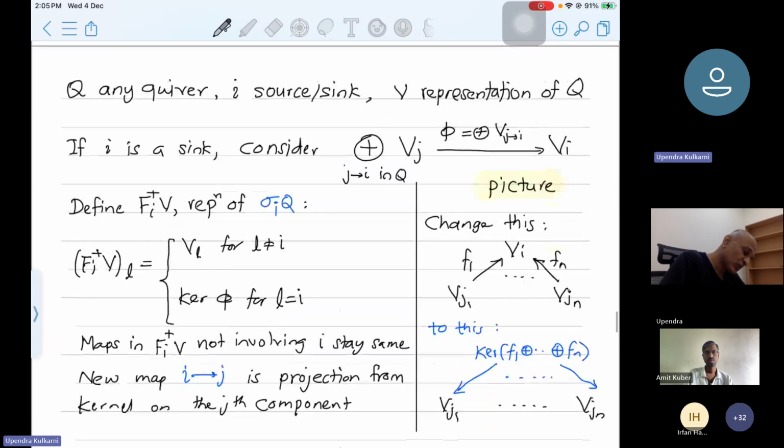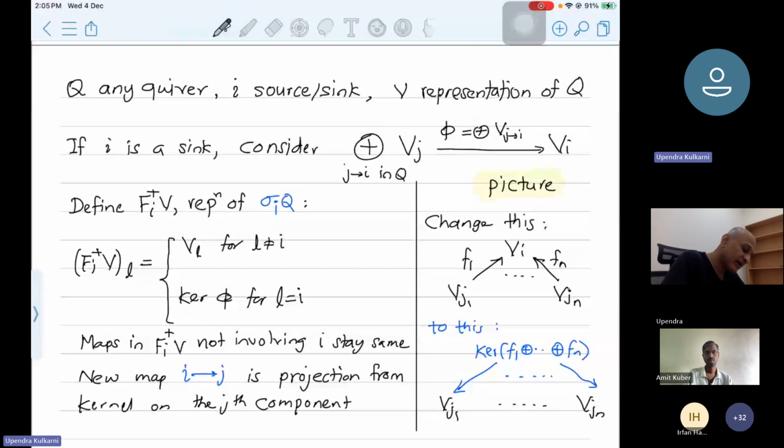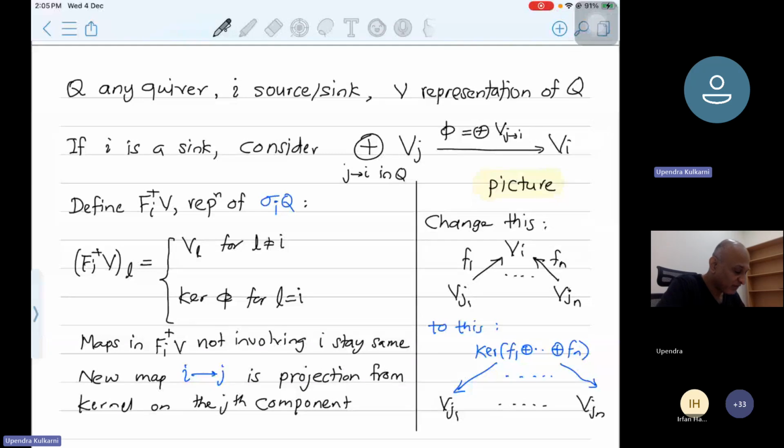All right, so let's go back and recap what we did. So the setting is Q is absolutely any quiver whatsoever. Only I have to have a fixed vertex I, which is a source or a sink. I will treat the two cases separately. And V is a representation of Q. All right. So if I is a sink, then I'm going to define a reflection functor called Fi plus, and the way it acts on V is as follows.